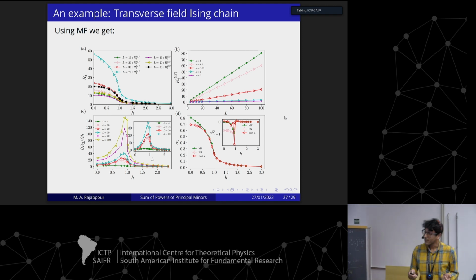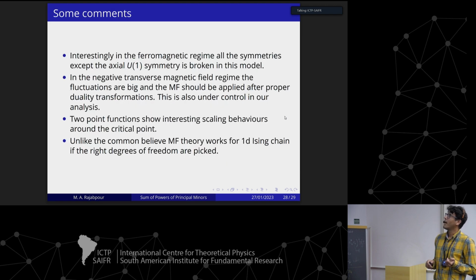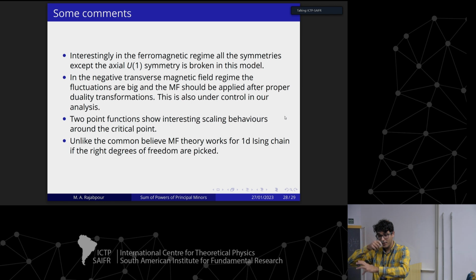Okay. So this is basically the main part of the things that I wanted to tell you. As I told you before, in the ferromagnetic regime, in the Ising case, all the symmetries except the axial U1 symmetry are broken in this model. Well, in the negative transverse magnetic field, so you can even go to the negative one, there are some fermionic dualities we can use to get good results for this mean field calculation that I showed you.